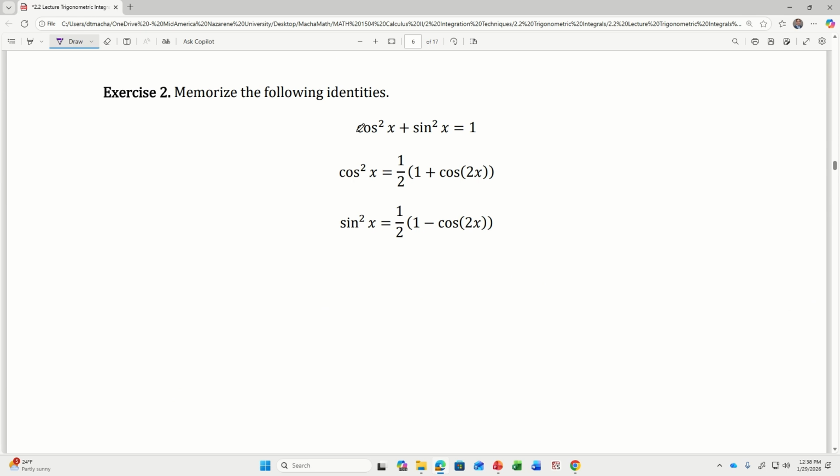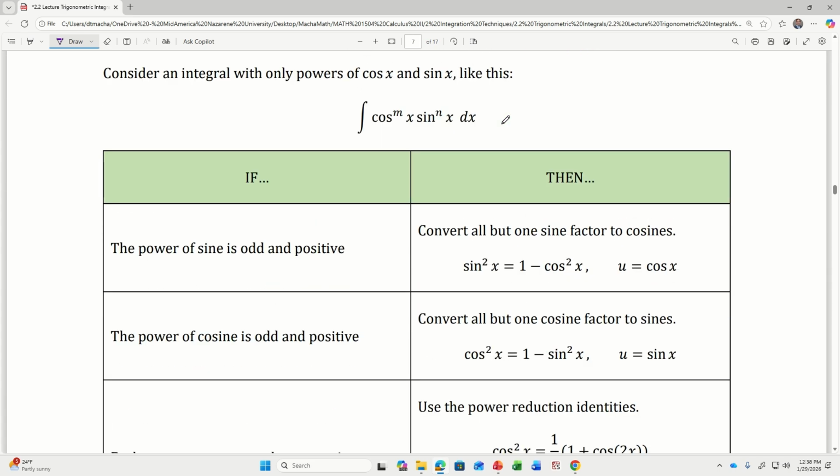We got a lot of tricks to get through today. Now, we've already talked about these before in class. This is the Pythagorean identity. These are what we call power reduction identities. But these are going to be really important for you to memorize for your next test, because we're going to use them a lot today in particular. So know your power reduction, know your Pythagorean identities. We're going to use them.